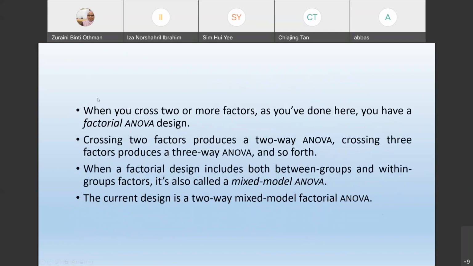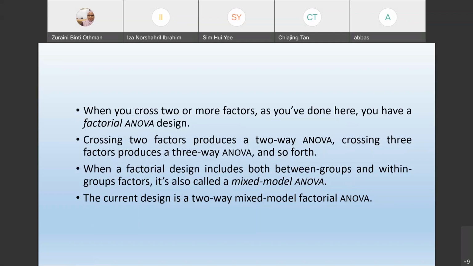Okay. When you cross two or more factors, as you have done here, you have a factorial ANOVA design. Crossing two factors produces a two-way ANOVA. Crossing three factors produces a three-way ANOVA, and so forth. So we notice that there can be n factors in an ANOVA, it can be 100 factors or more.